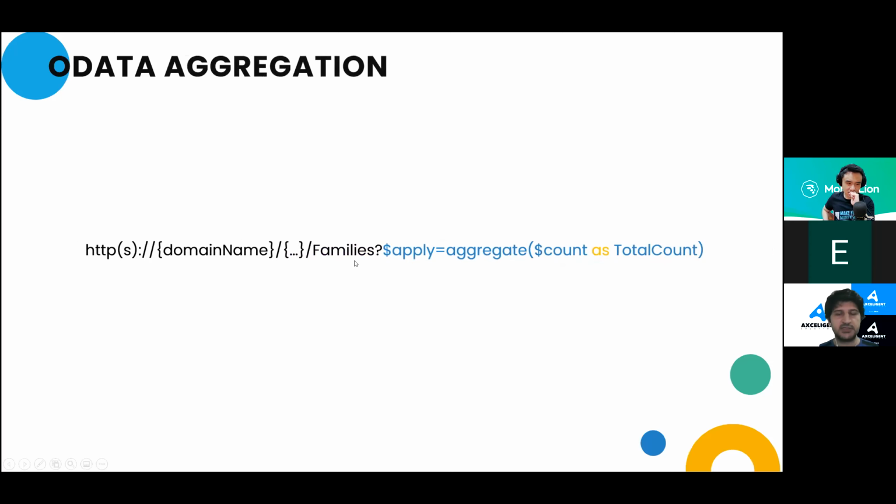Then one of the things that is pretty cool is that you can do aggregation. For example, there is $apply. After that $apply you get some function. One of the functions that you get is aggregate. You say, okay, I want $count and I want to return it as a total count. Then it returns you a total count and just puts the value of $count in that. So you can do a lot.